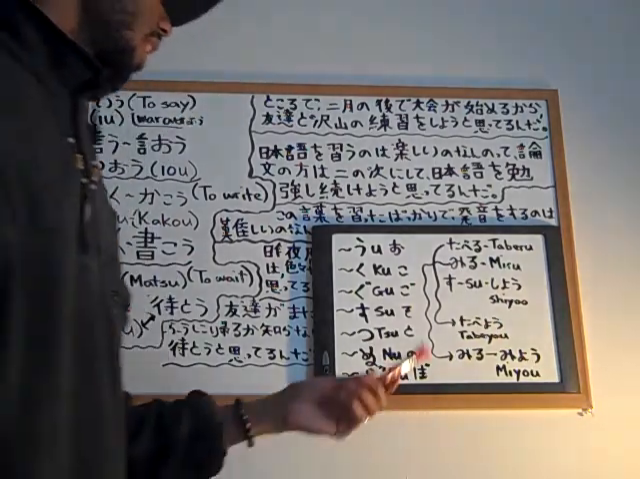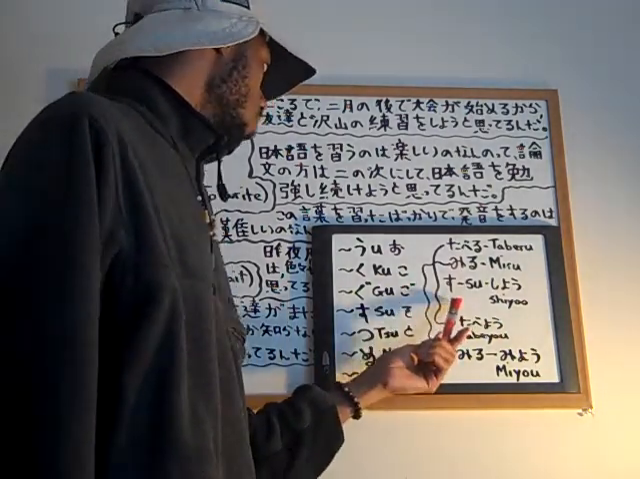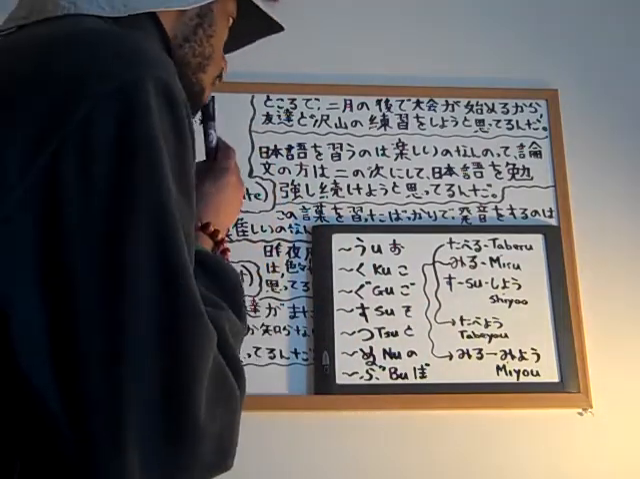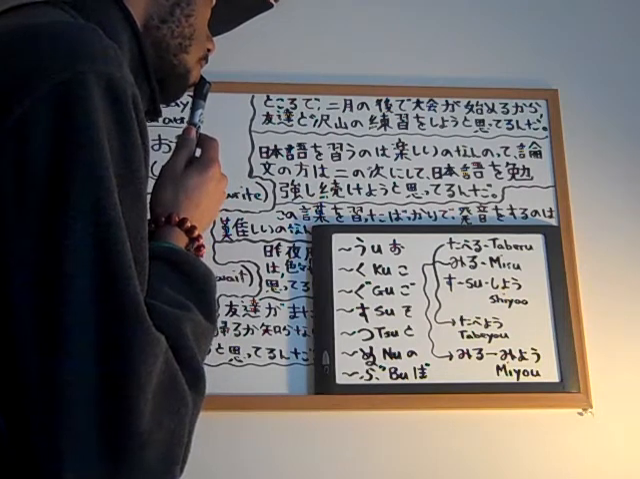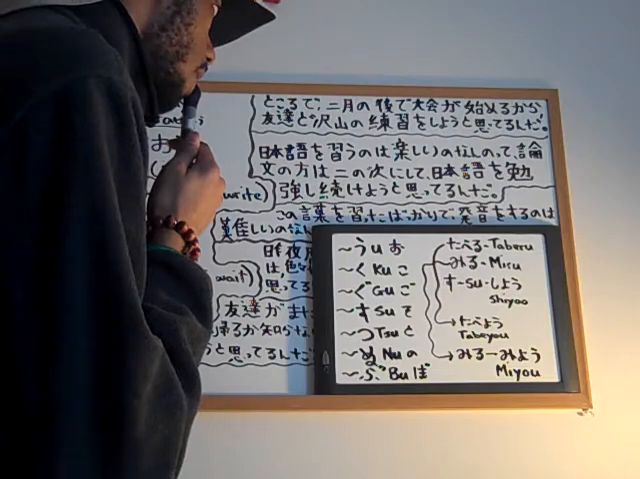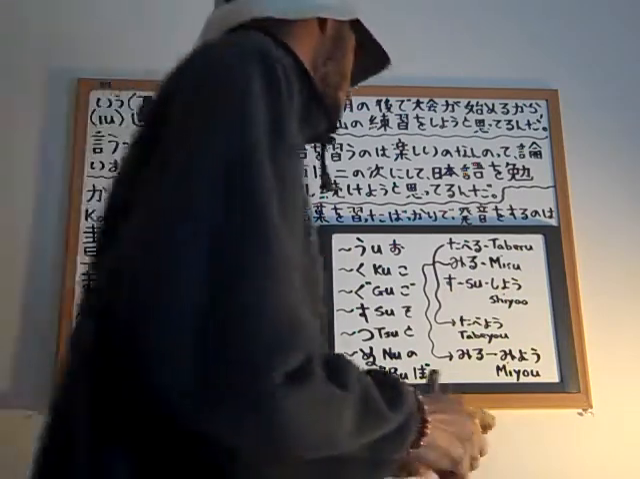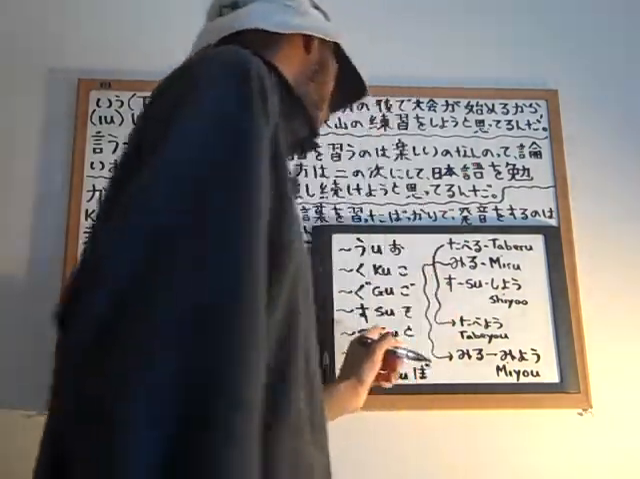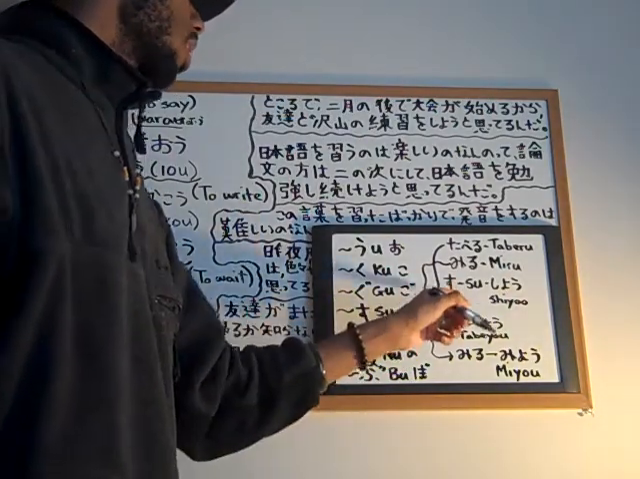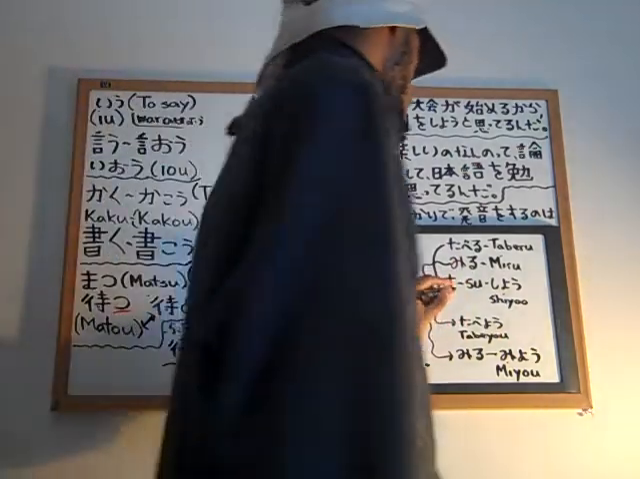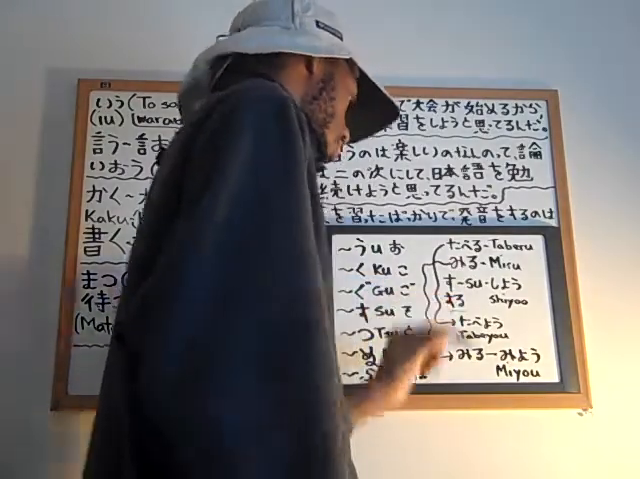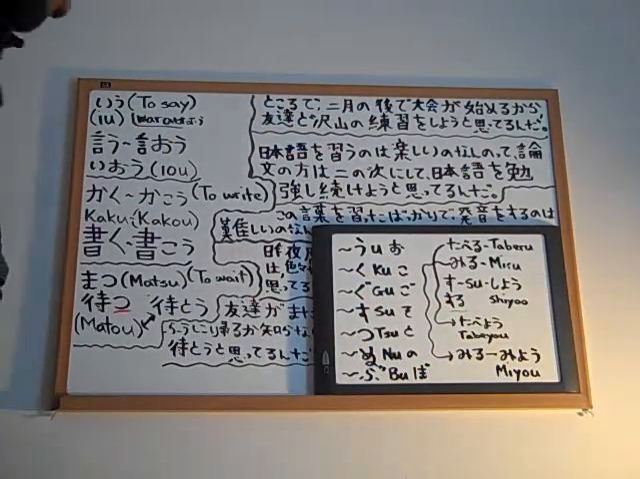Alright? And su. Did we? Okay, yeah, this is tricky. Let's see. Okay, this is irregular. I remember telling you guys that su becomes so, and then it will be so. But this su here, I should have put suru. It's for suru, to do.